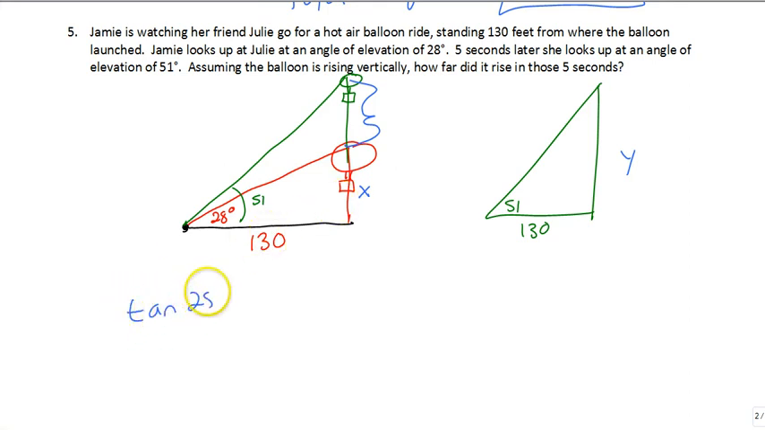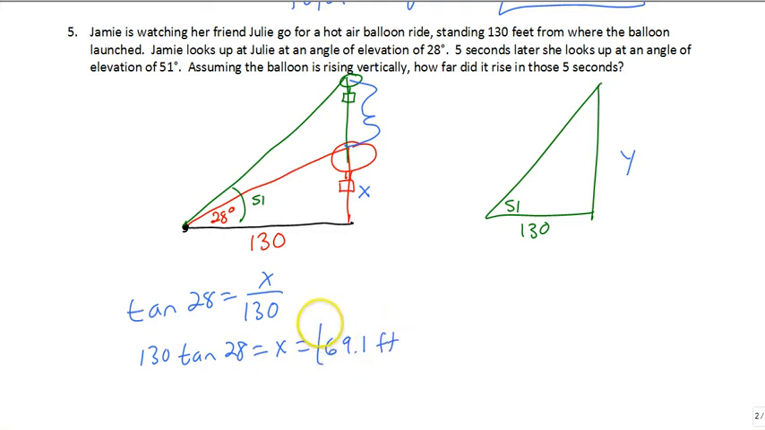So tangent of 28 is equal to X over 130. Multiply 130 times the tangent of 28. And you get X, which is 69.1 feet. That's how tall the balloon is when she starts out. And we do the other one here.